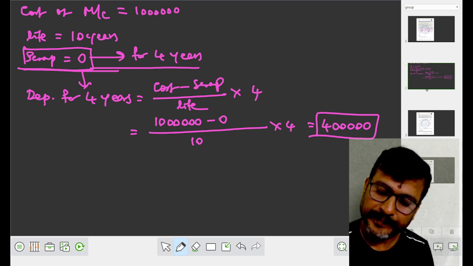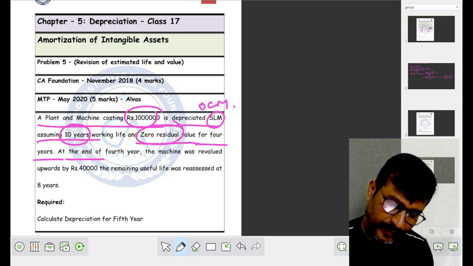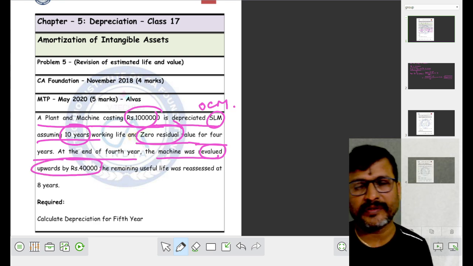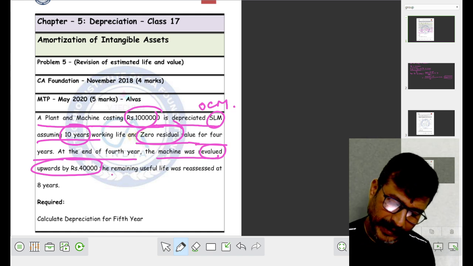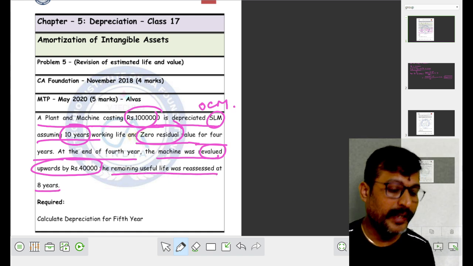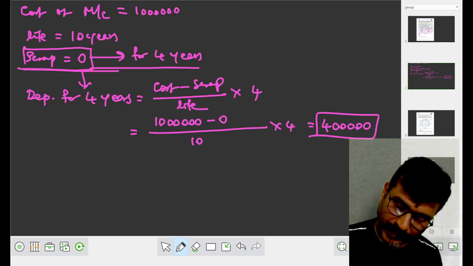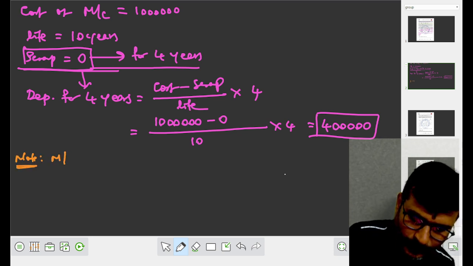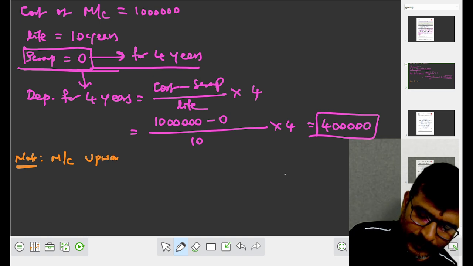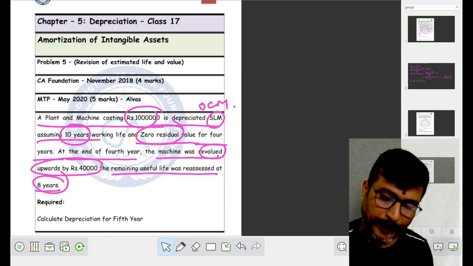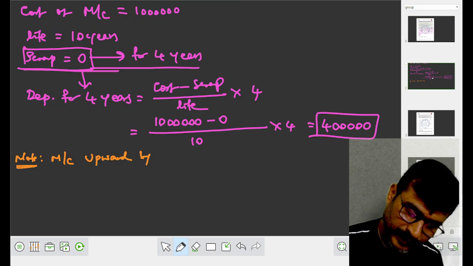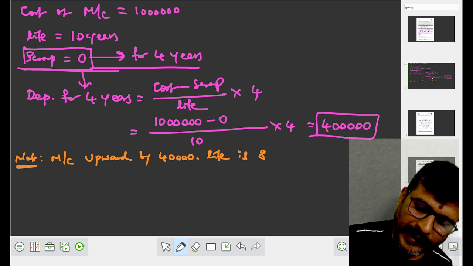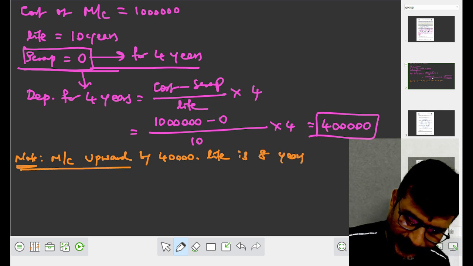Then what happened? At the end of the 4th year, machine was revalued upwards by 40,000. Now what happened? Upward. And the remaining useful life was reassessed at only 8 years. Let me write a note. Machinery upward by 40,000. And life is 8 years.